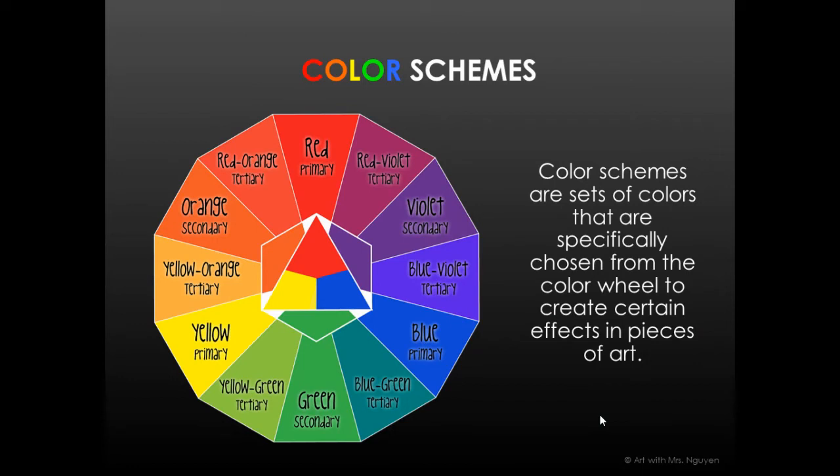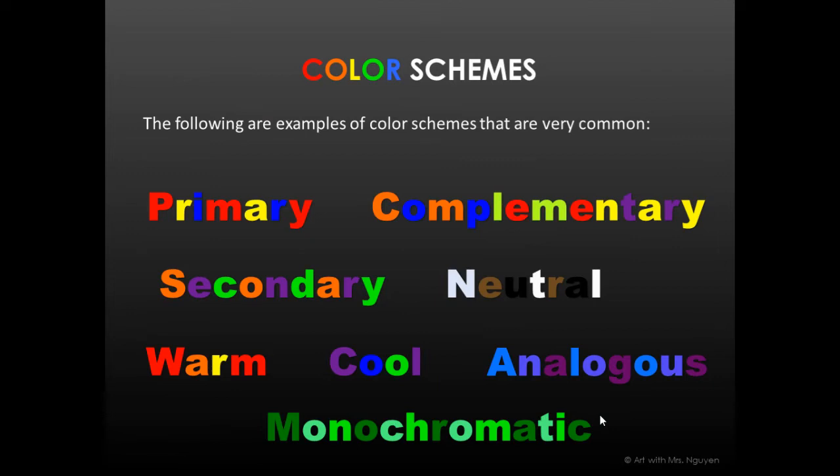Now, sometimes artists will group certain colors to create different effects in their artwork. Let's talk about those. Here's some examples, and notice how the names of these are actually made up of letters with the appropriate colors. That's so snazzy. So here we go. Primary. I bet you could guess what primary colors are based on those letters. Complementary, secondary, neutrals, warm, cool, analogous, and monochromatic.